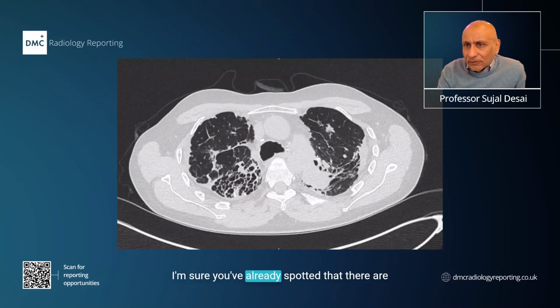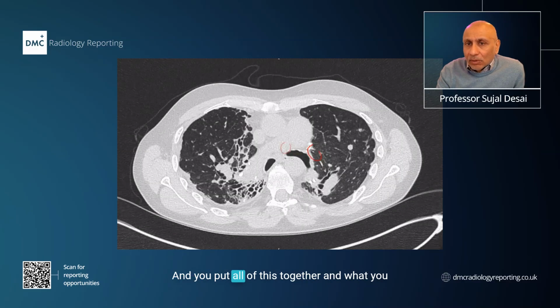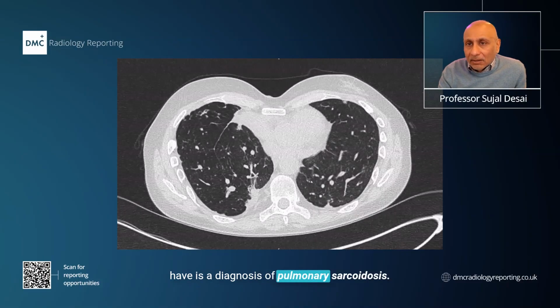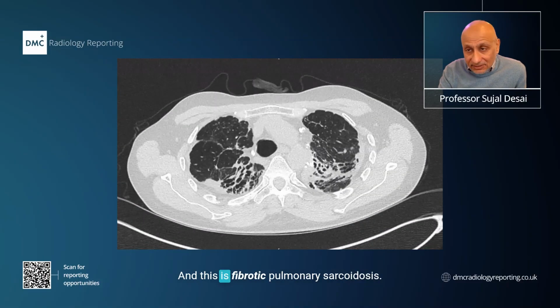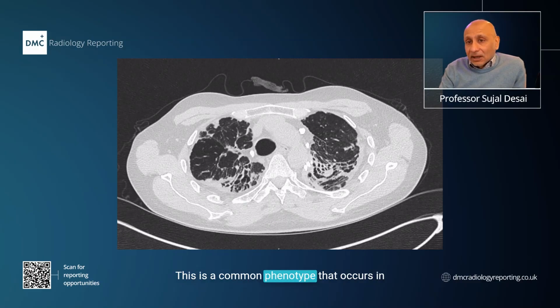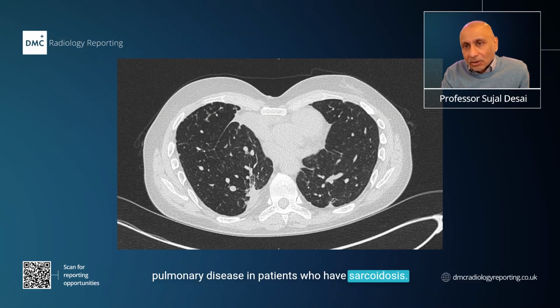I'm sure you already spotted that there are calcified lymph nodes in the mediastinum. And you put all of this together, and what you have is a diagnosis of pulmonary sarcoidosis. And this is fibrotic pulmonary sarcoidosis. This is a common phenotype that occurs in pulmonary disease in patients who have sarcoidosis.